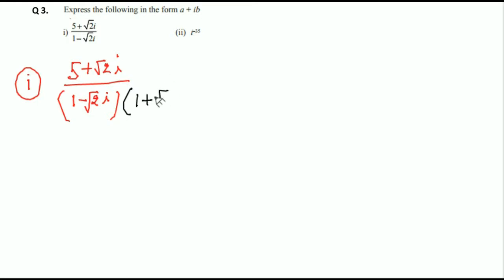How to find the conjugate? You have to change only the sign between the real and the complex number. So here you have a minus sign, so this will become plus 2 root 2 iota. Exactly the same, you also apply and multiply in the numerator. So if you multiply, what will happen? 5 into 1 is 5, and root 2i and root 2i.